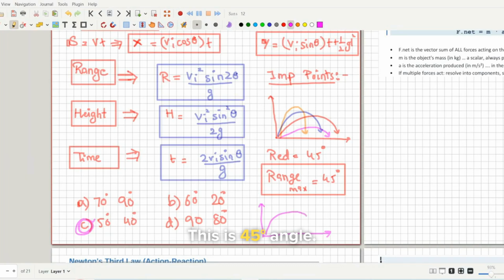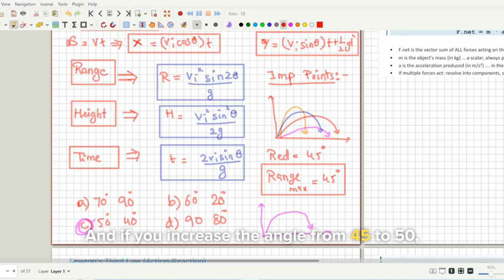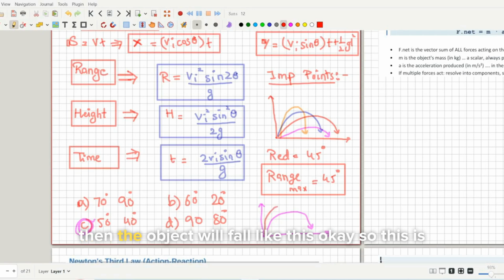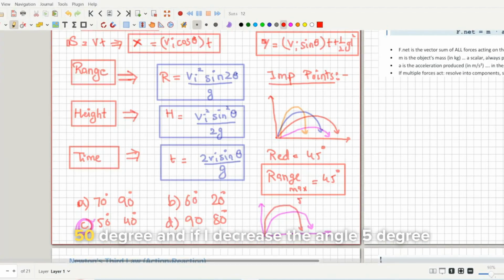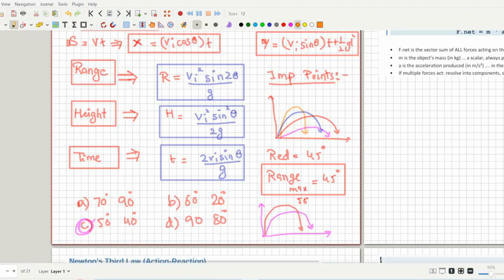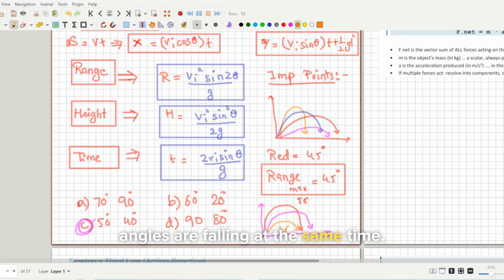This is a 45-degree angle. First let's draw it, and if you increase the angle from 45 to 50, then the object will fall like this. Okay, so this is 50-degree, and if I decrease the angle 5-degree more, then the ball will fall like this. As you can see, the 40-degree and 50-degree angles are falling at the same time.